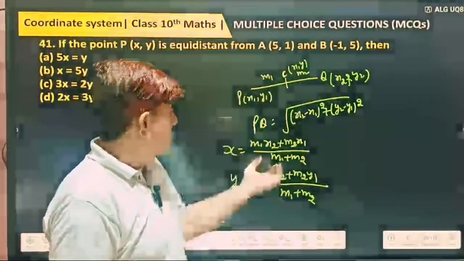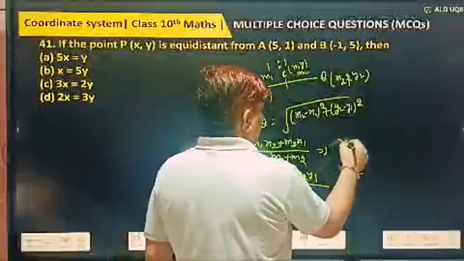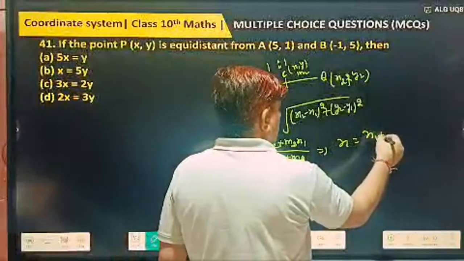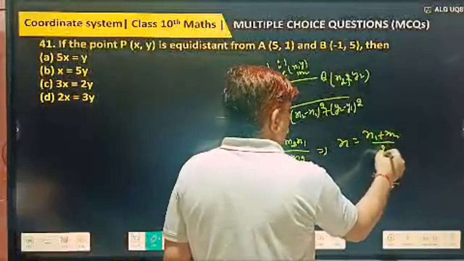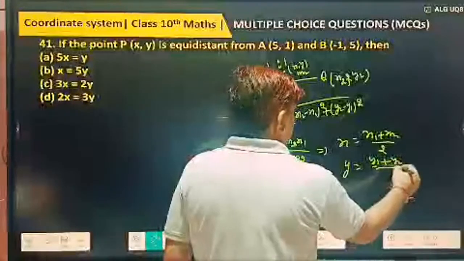Understood? And what does this formula become when the ratio equals 1? The midpoint formula. Then this reduces to x equal to x1 plus x2 divided by 2, and y equal to y1 plus y2 divided by 2.